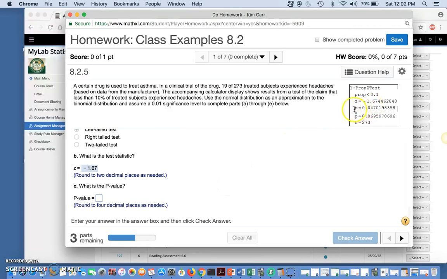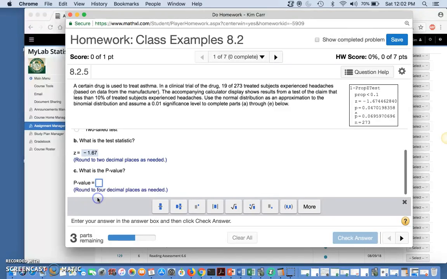What is the p-value? Well, what does it say the p-value is? Don't confuse it with p-hat. The p-value, they want 4 decimal places, so that's 0.0470. That right there.